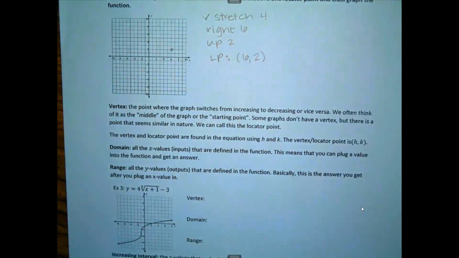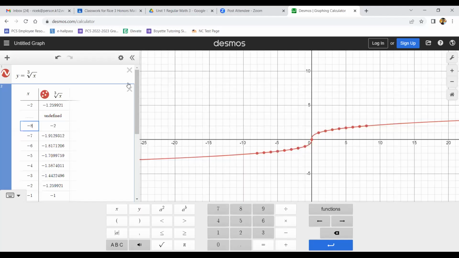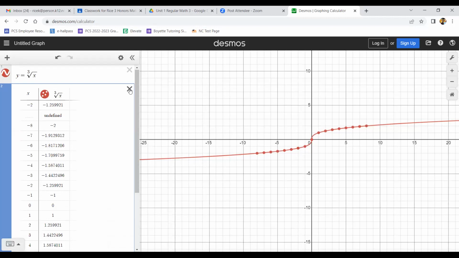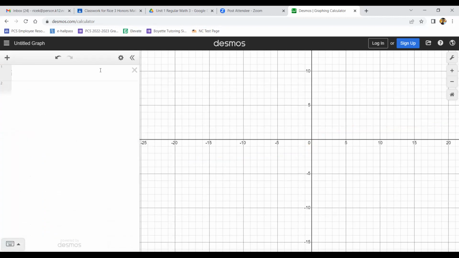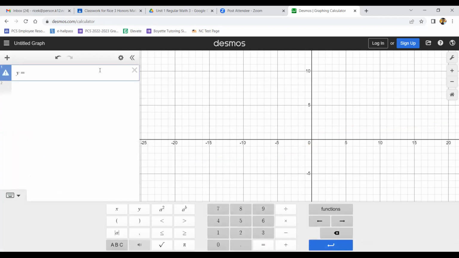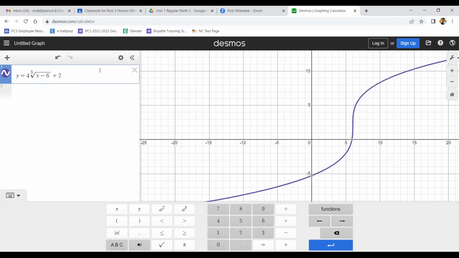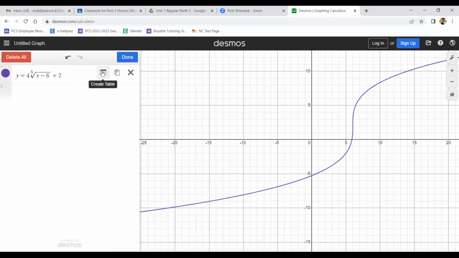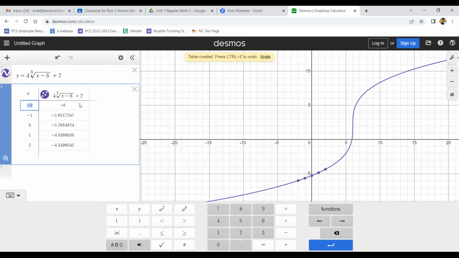I'm going to go ahead and get this typed in on Desmos so I can graph it. So we'll get rid of this one. That one. Okay, so y equals 4 cube root of x minus 6 plus 2. Okay. And then I'm going to go ahead and turn this into a table. And I'm going to look for the point 6, 2.